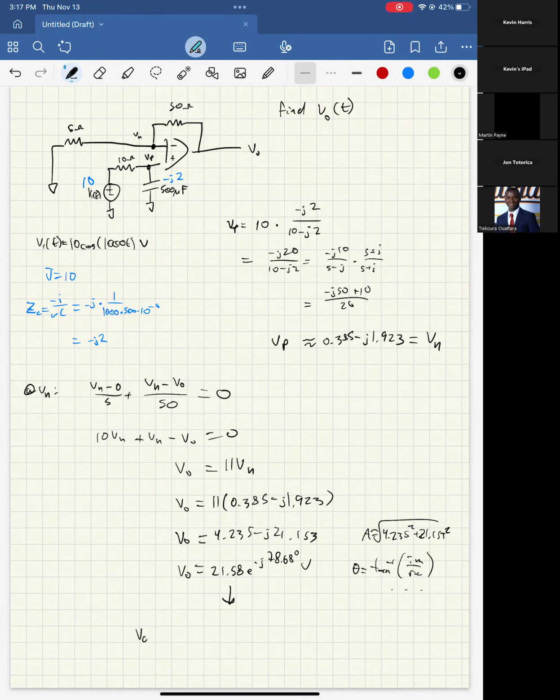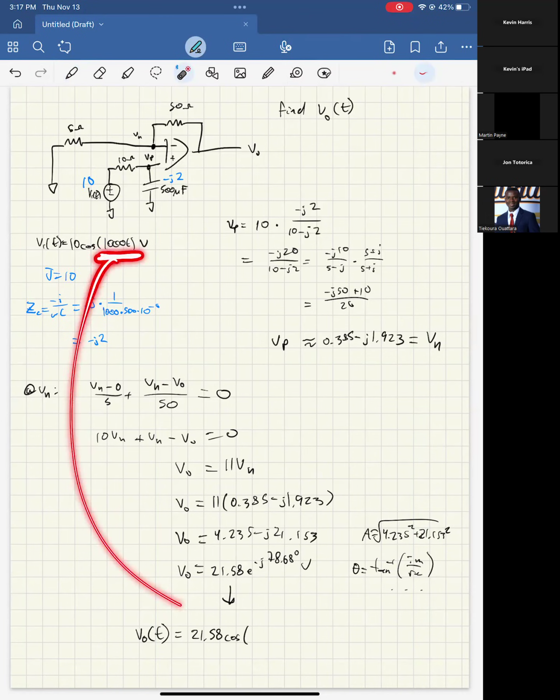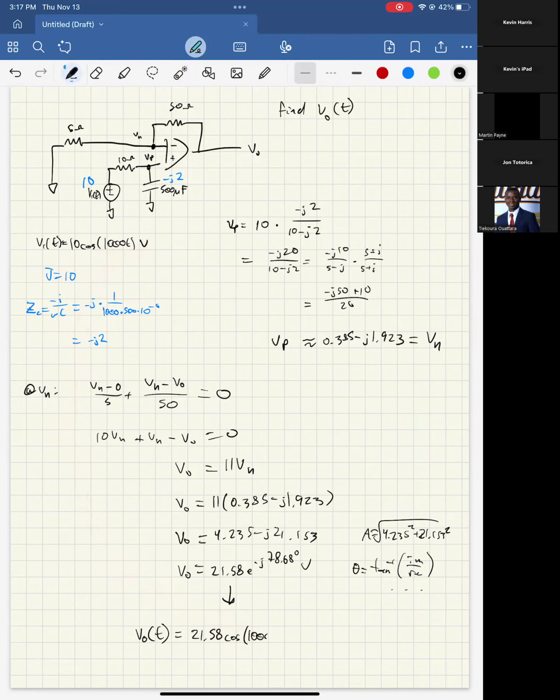And now this we can easily turn back into the time domain, right? So this is going to be V out of t is equal to 21.58 cosine. Remember what our original omega was up here. Boom, we bring it down here. It's 1000 t, and our phase was negative 78.68 degrees volts. And that is our final answer. So that's that. Pretty cool.